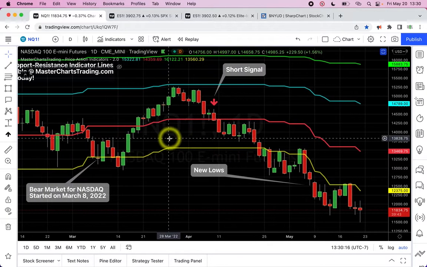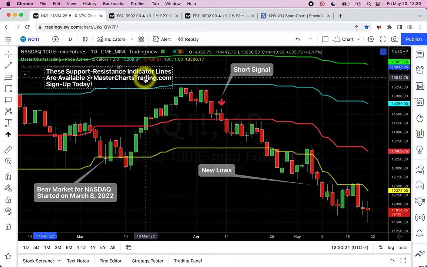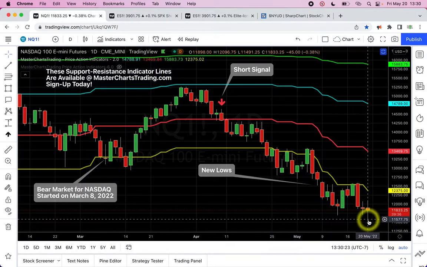Here's NASDAQ. Once again it is making new lows, so today it made a new low.